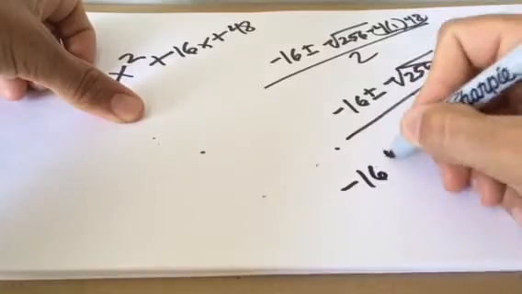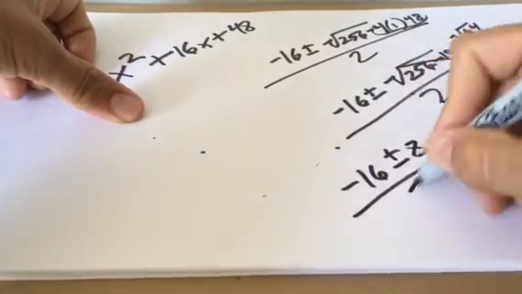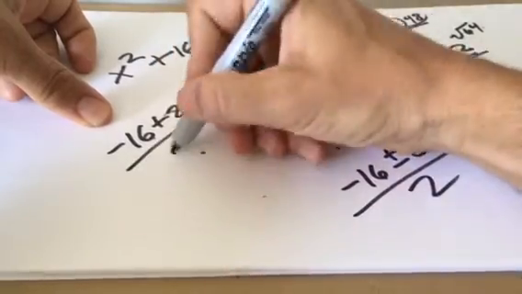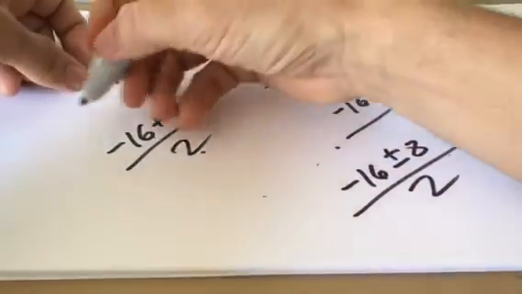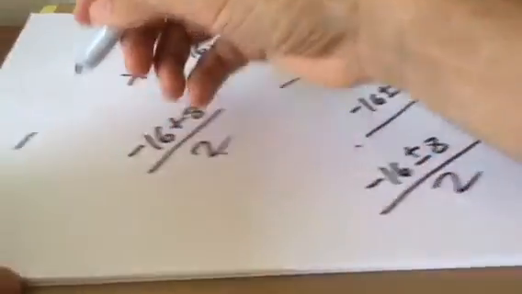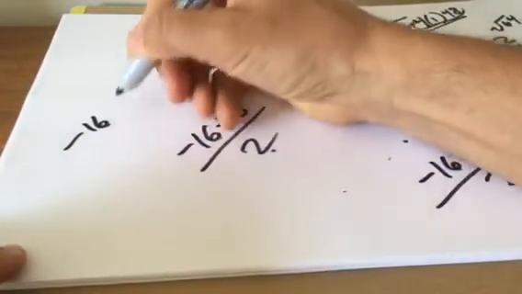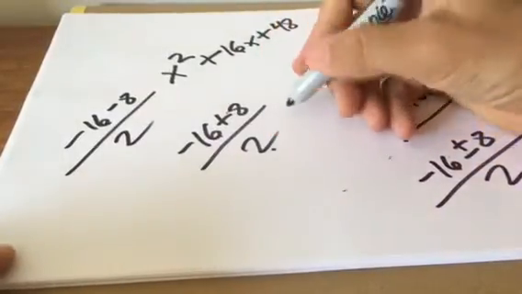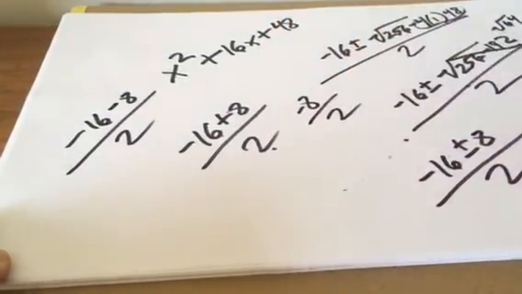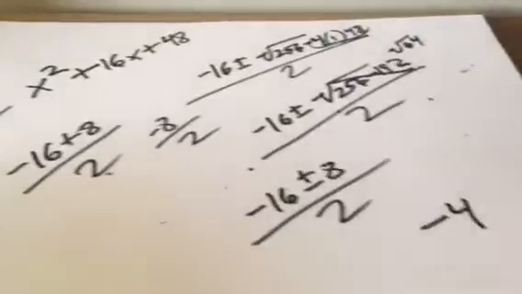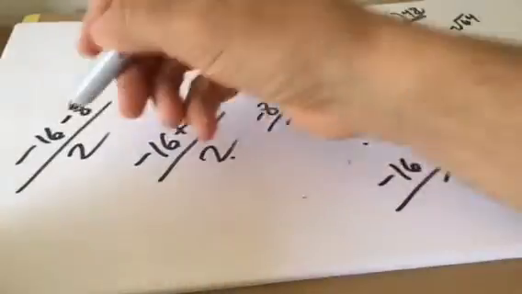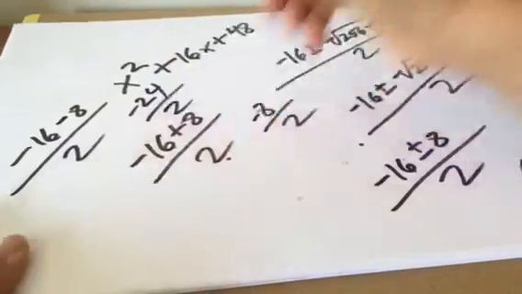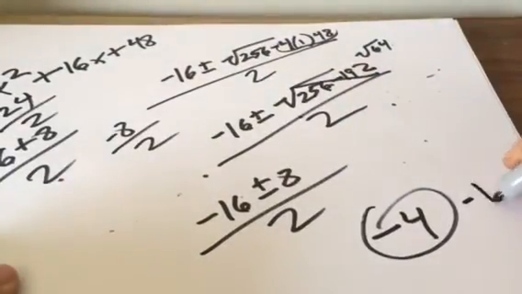Negative 16 plus or minus 8 over 2. Negative 16 plus 8 over 2, and negative 16 minus 8 over 2. Negative 16 plus 8 is negative 8 over 2. One answer is negative 4. Back over here, negative 16 minus 8 is negative 24 over 2. The second answer is negative 12.